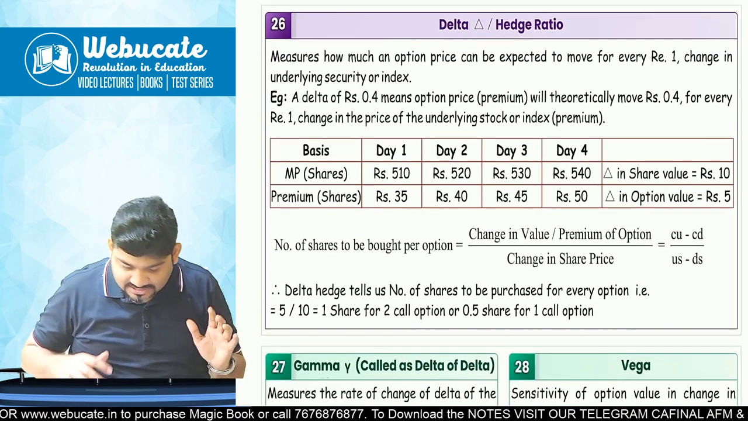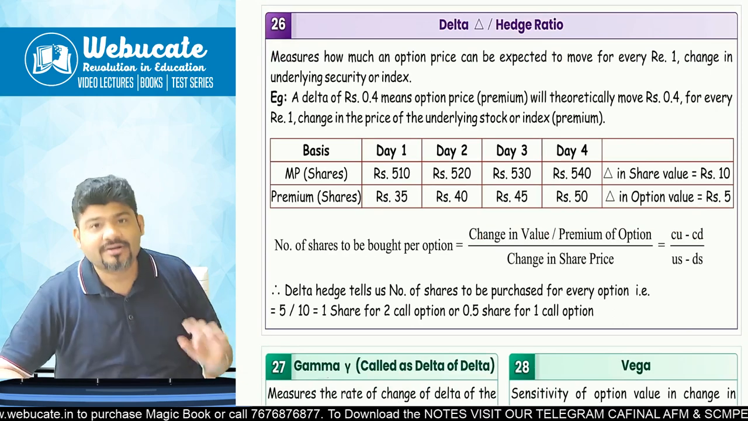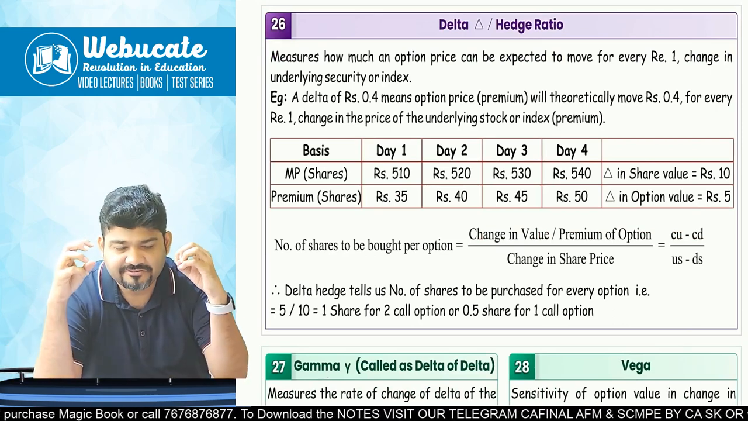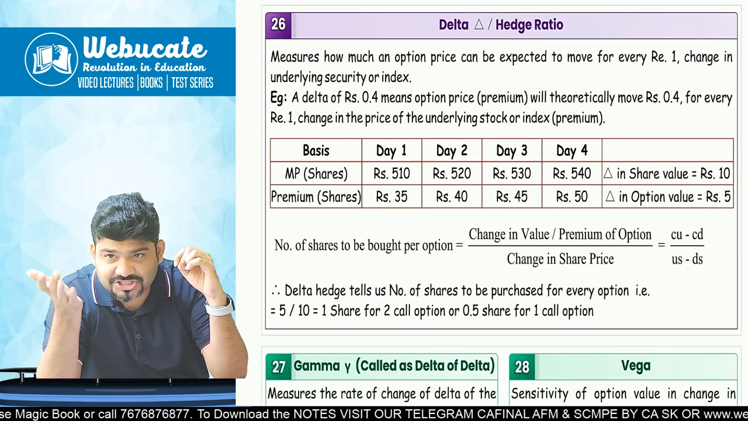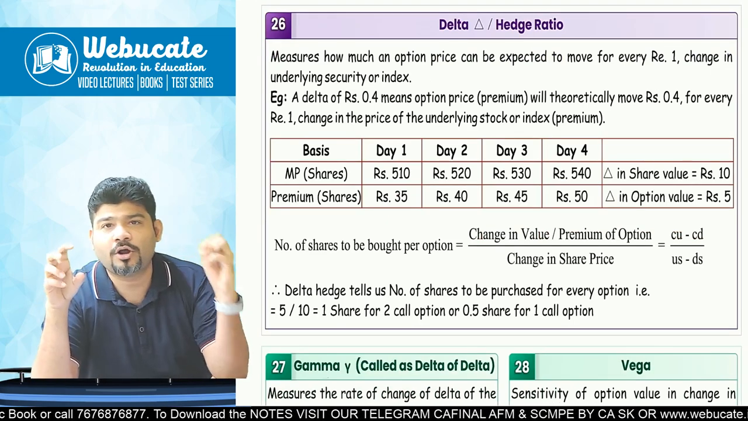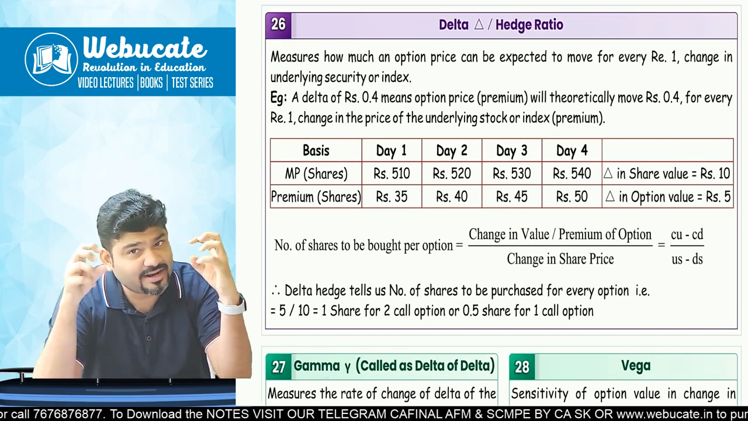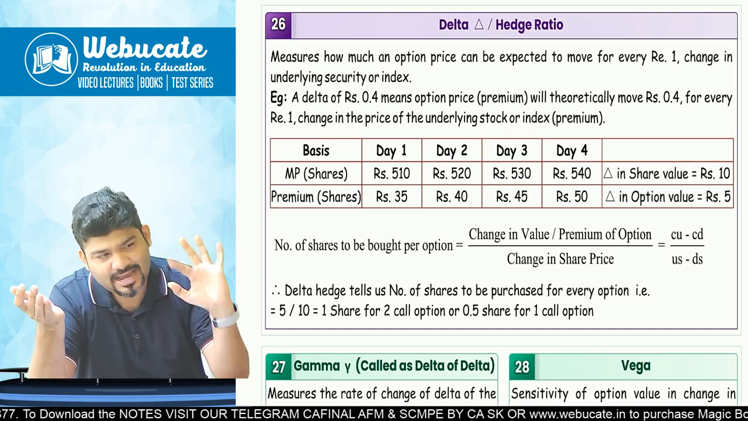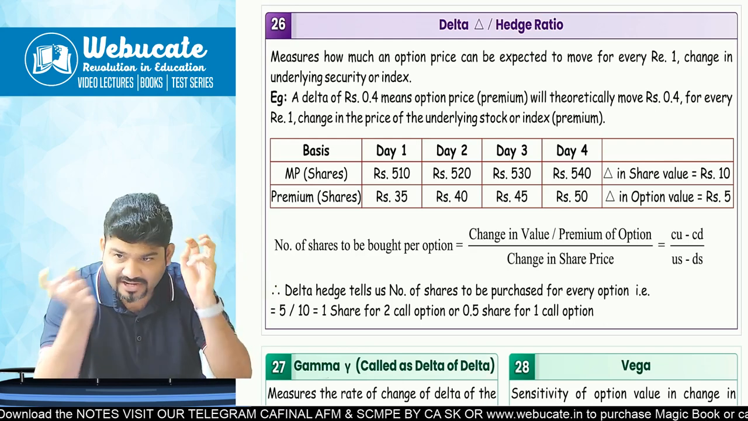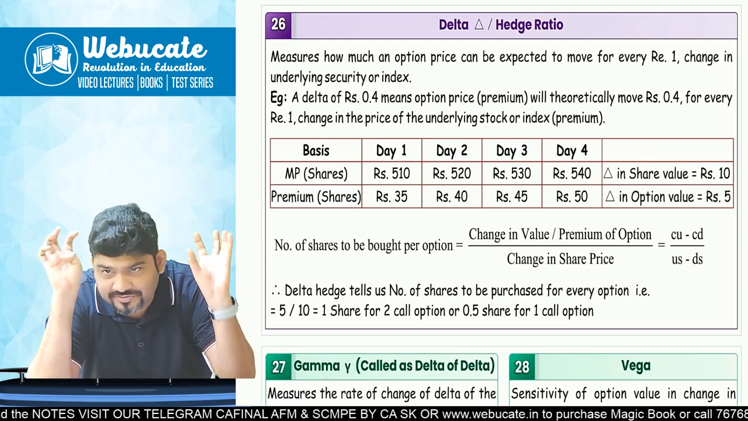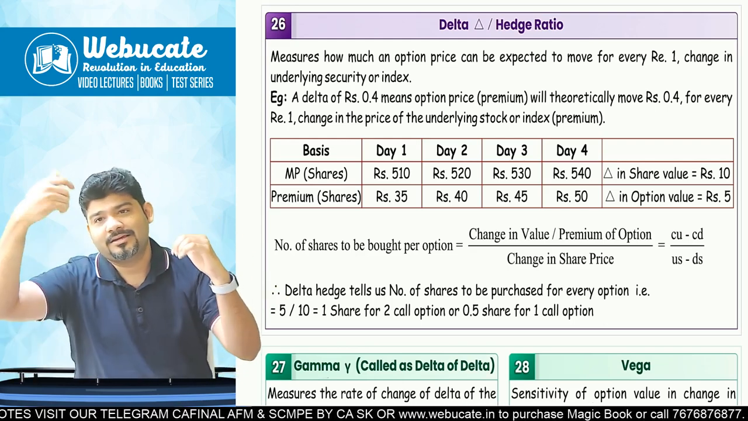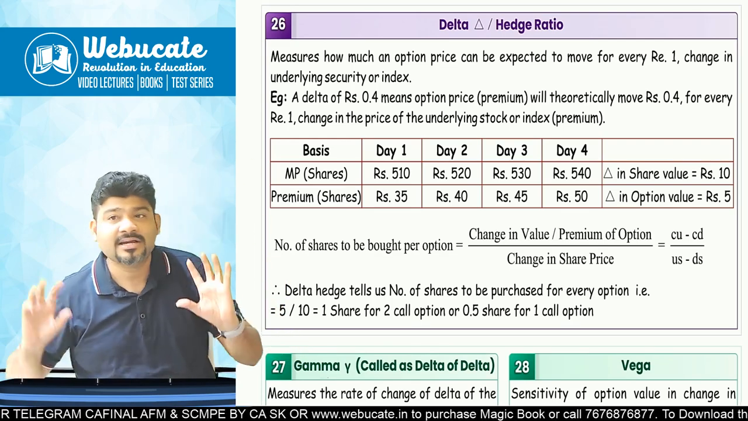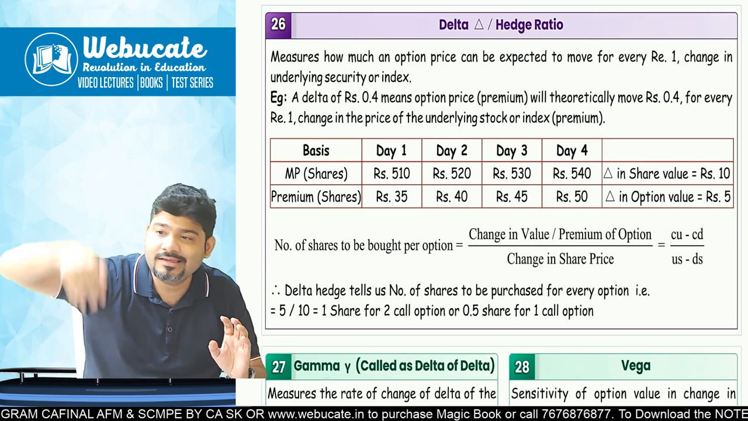So first is called the delta or the hedge ratio, meaning there are two things which we have. One, either we invest in shares or we invest in call options. So there is a ratio which both of them have that, okay, instead of buying the shares, if I buy options, it will give me the same amount of profitability. So how many options should I purchase instead of purchasing the real shares?